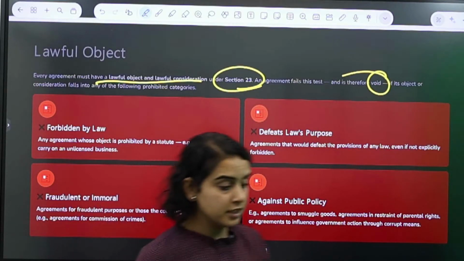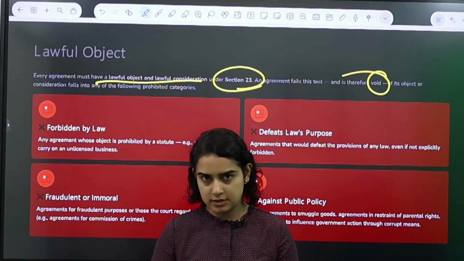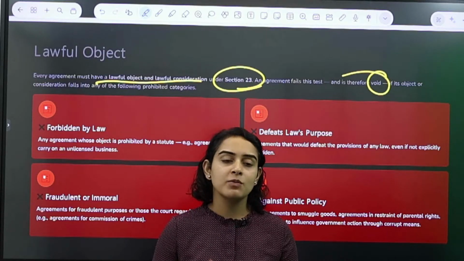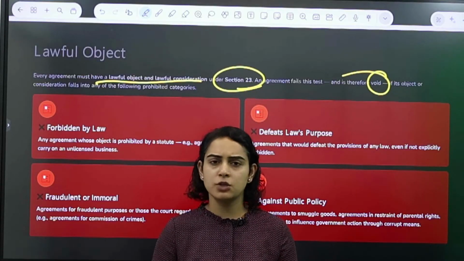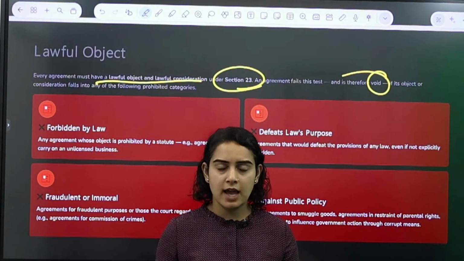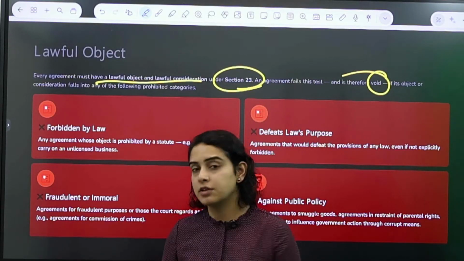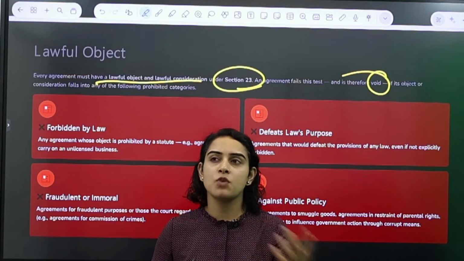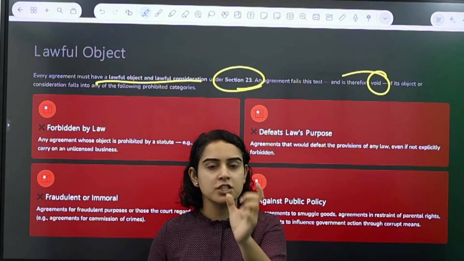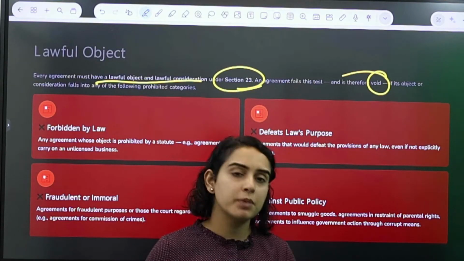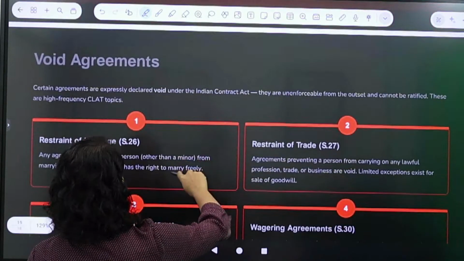Secondly, lawful consideration. Now, what is lawful consideration? Consideration, I said, is anything that you are getting in return. So if I want to sell you my car and in return you give me 5 lakh rupees, then it's a lawful consideration. You're getting a car, I get the money. It's absolutely legal. But if I sell you my car and in return you give me something which is forbidden by law, let's say drugs, then the consideration is illegal. So we cannot do that. Those contracts are going to be void agreements.